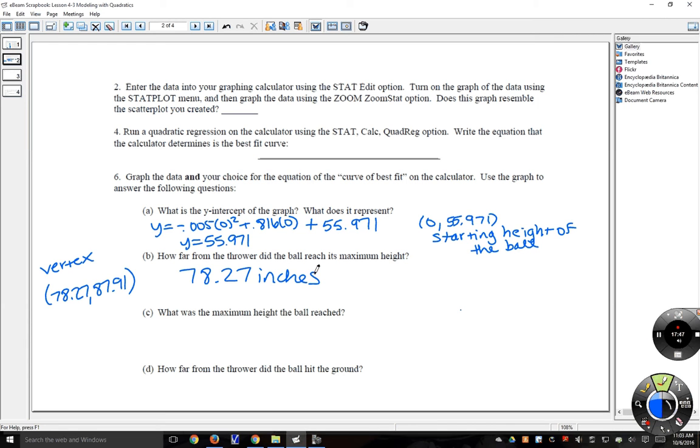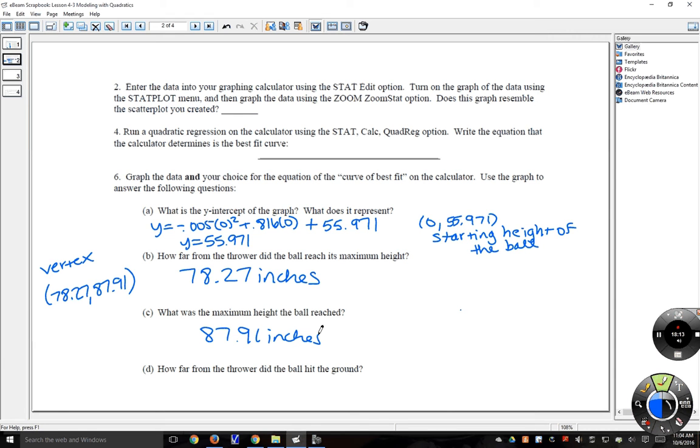And then part C says, what was the maximum height that the ball reached? What's the answer to that question? Good, 87.91 inches. So not only do I have to be able to find the vertex, but I have to understand it in the context of the problem to interpret the information correctly. This isn't just a random point. This is telling me this far away from the thrower, the ball was at that height, and because it's the vertex, I consider that the maximum.